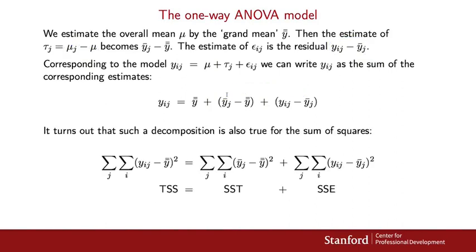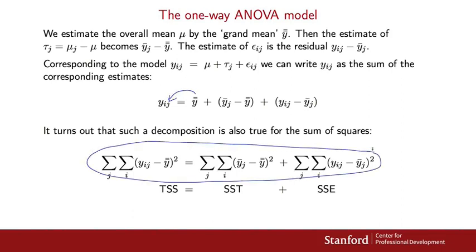It turns out that this type of decomposition is also true after squaring terms. That is, after we move y bar bar to the left side by subtracting it off, and then if we square and take sums, we get this identity here. We already know what the last term there is. That's simply the error sum of squares. Likewise, the second to last term is the treatment sum of squares. We haven't discussed the first term. It's called total sum of squares.